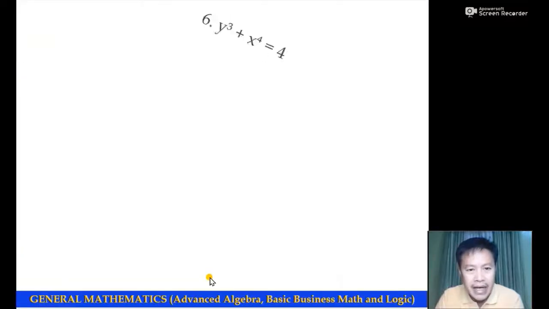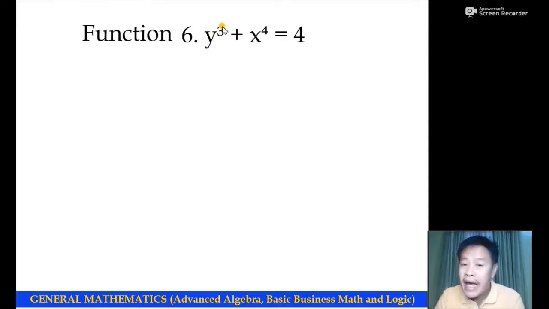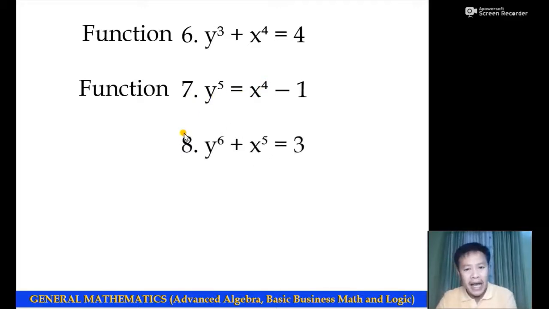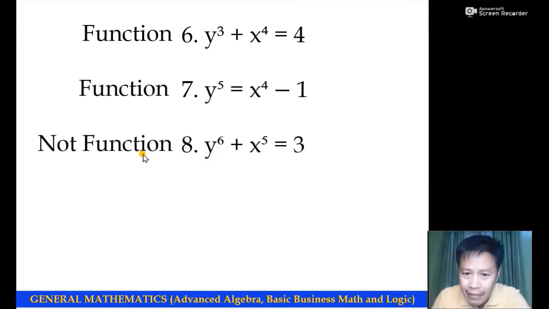And number 6, the exponent of y is 3 and this is a function. And this is not 1-to-1 because the exponent of x is 4. Number 7, the exponent of y is 5 and this is a function. But the exponent of x is 4 and this is not 1-to-1. Number 8, the exponent of y is 6 and this is not a function. So if it is not a function, we will not identify whether that relation is 1-to-1 or not because when we say relation, it is automatically not 1-to-1.